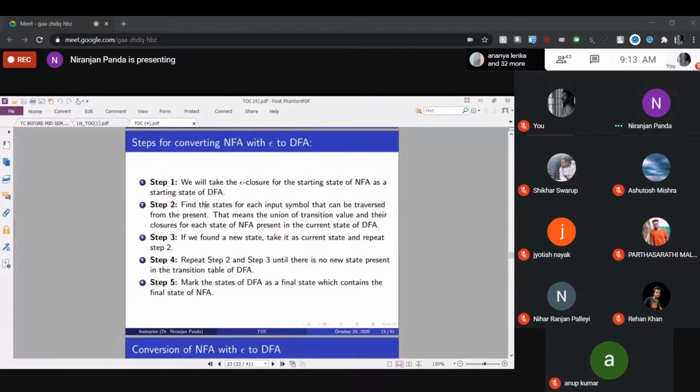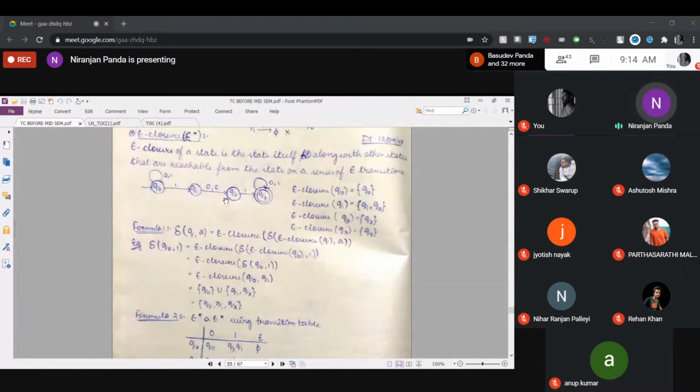Next thing is how to convert an NFA into a DFA where epsilons or epsilon transitions are present. For that, we have to study a concept known as epsilon closure. First of all, give a heading, epsilon closure. What do you mean by epsilon closure? Give a heading and write a single line for the definition of epsilon closure.